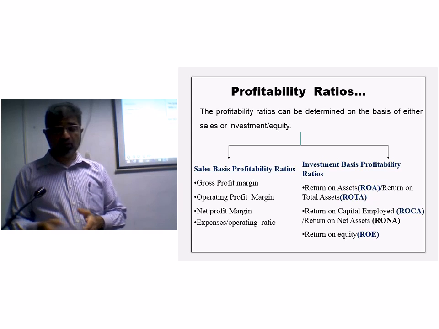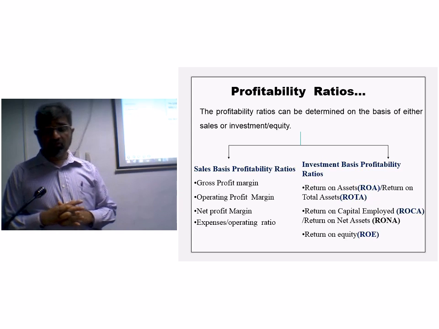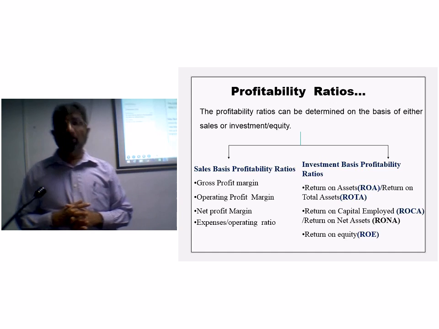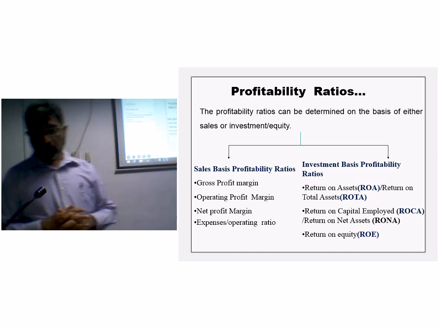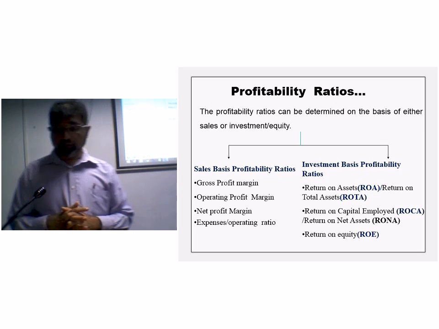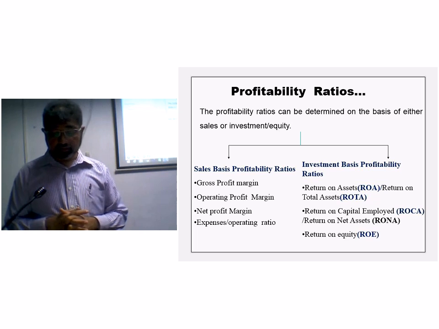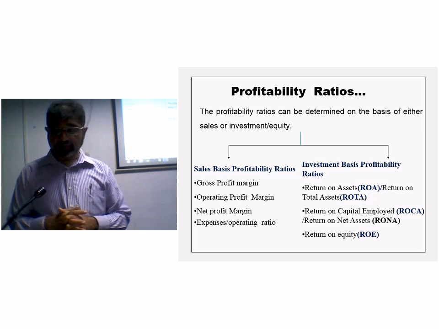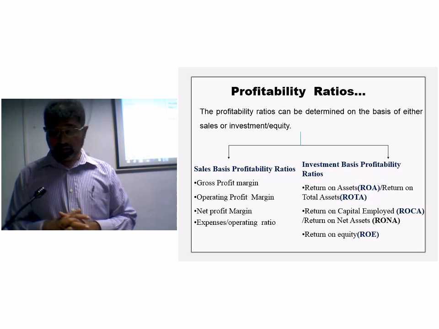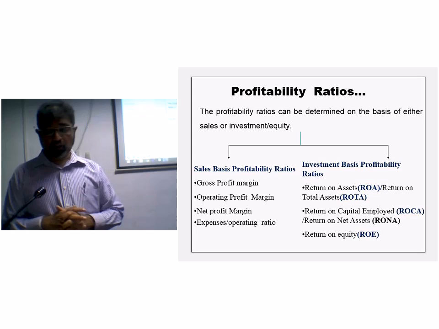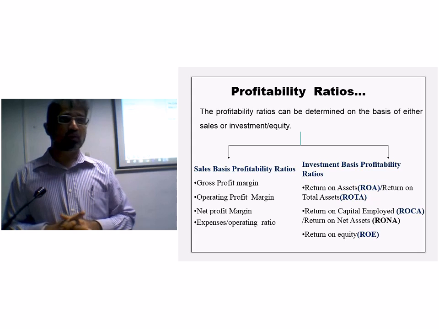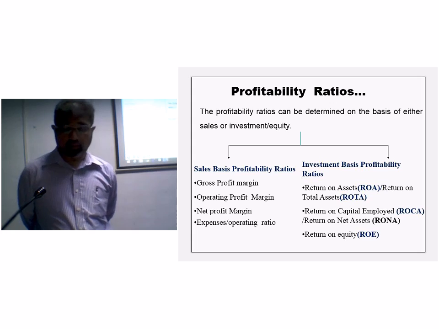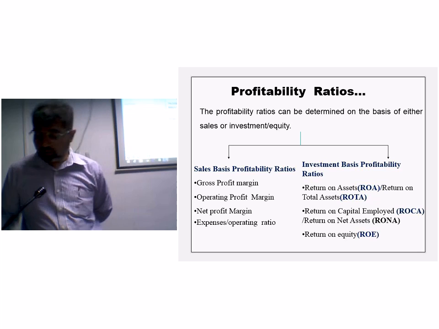Next one, investment basis profitability ratio. These three are very popular among investors, right? Return on assets, or return on total assets, return on capital employed, and return on equity. Most of the equity shareholders are concerned about this ROE, return on equity, right?